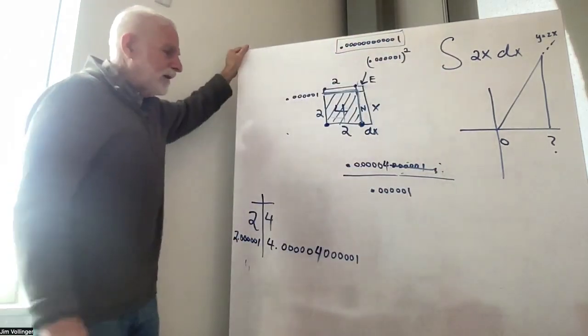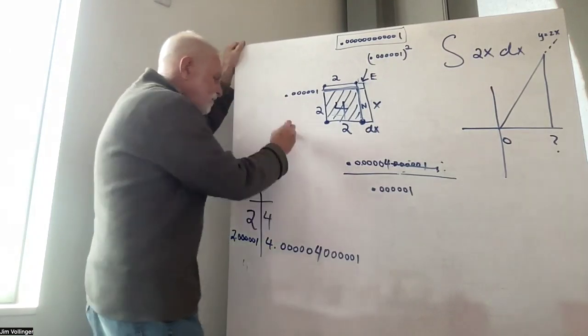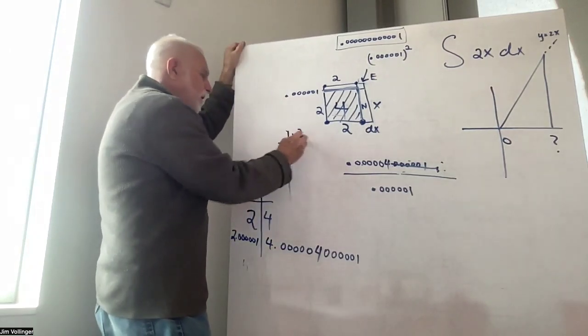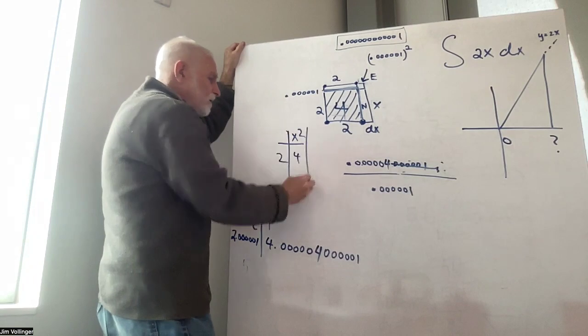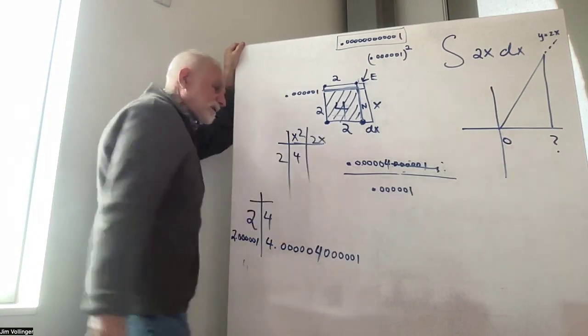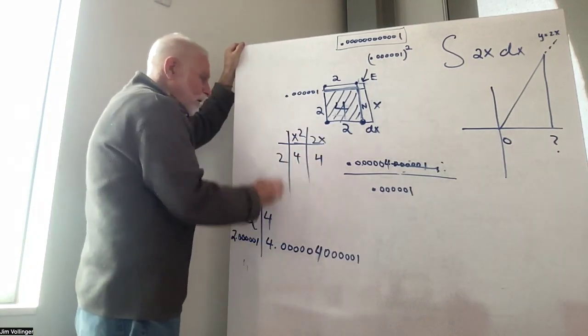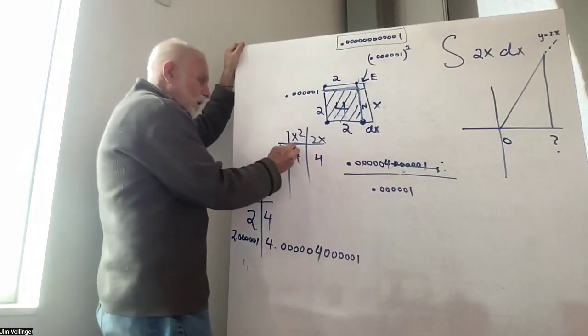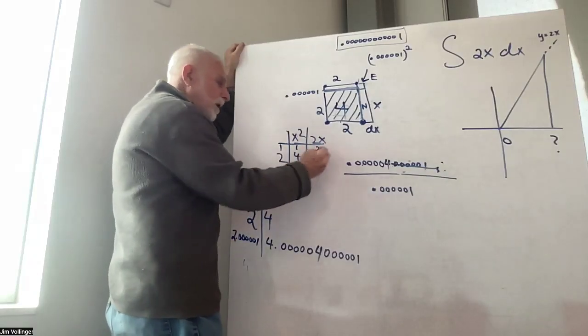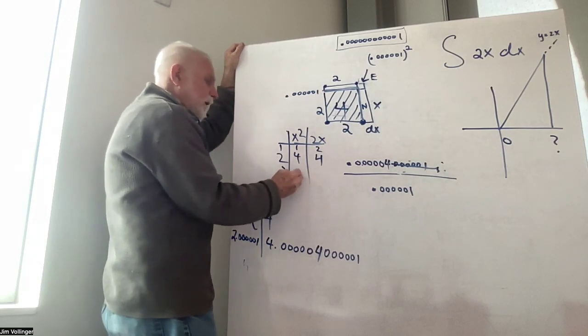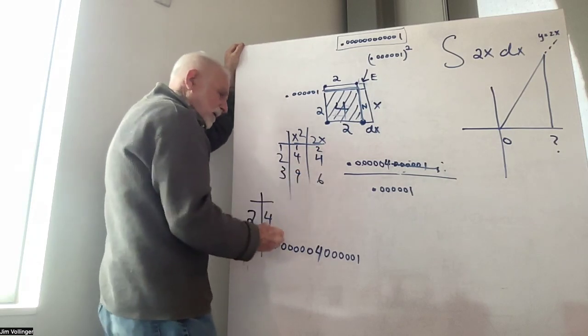We can ignore that. And if you divide these, the rate of change of the squaring at 2 getting me 4 is actually 2 times x. The rate of change is 4. The rate of change at 1 gets me 1 unit of area, but it's going up at 2 to 1. At 3, 9 units of area going up at 6 to 1.